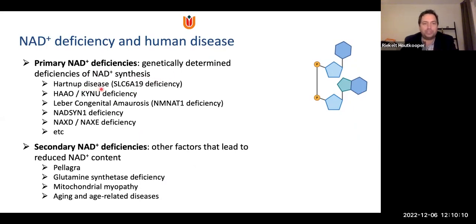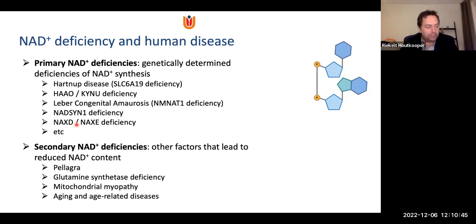So one of them is Hartnup disease, amino acid transport, also Howe and Kinu deficiency, NMNAT deficiency, NADSIN, so really the NAD synthesis, but also the detoxification of some side products of NAD. And so this also regulates primarily NAD homeostasis. So these deficiencies have been described. I'm sure there will be more that are already described or will be described in the future. And they primarily affect NAD biology.